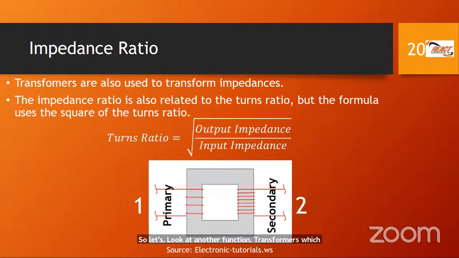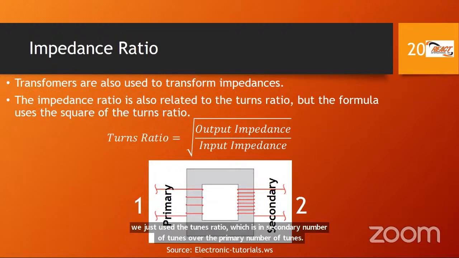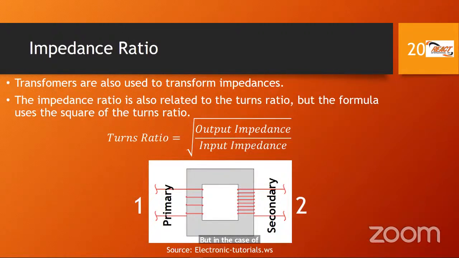transform impedances, except that the formula is based on the square of the turns ratio as opposed to just the turns ratio. Remember, in the voltage case of transforming voltages, we just use the turns ratio, which is the secondary number of turns over the primary number of turns. But in the case of impedances, which we can also transform, we need to use the square of the turns ratio, right? So that's just the point here. Again, not particularly important for the exam, other than to explain how we get the formula that we're going to use for the calculations, right?